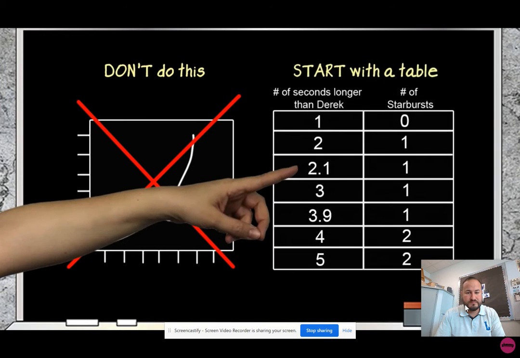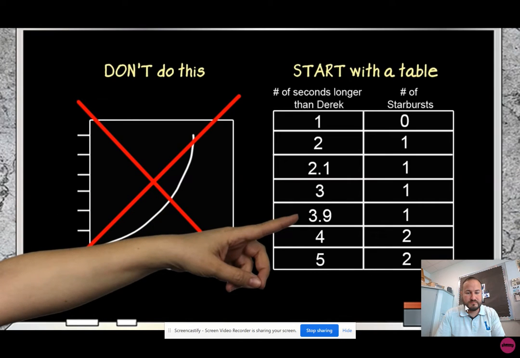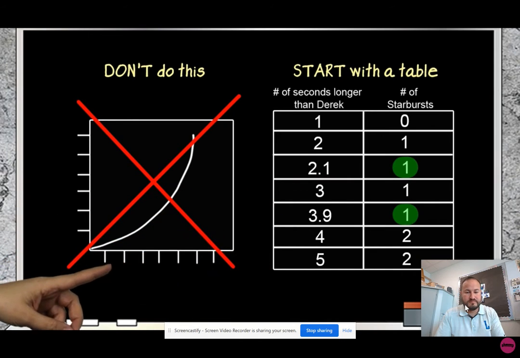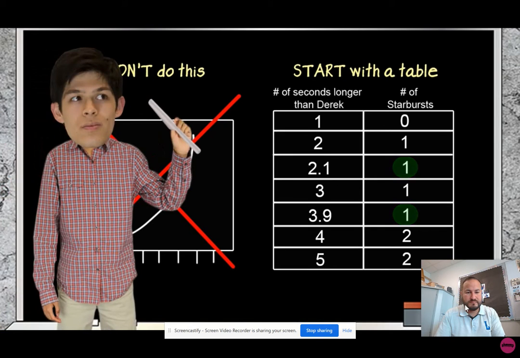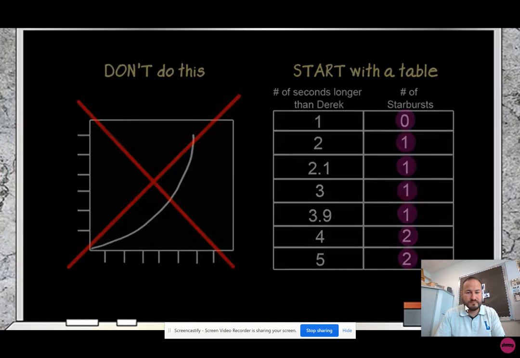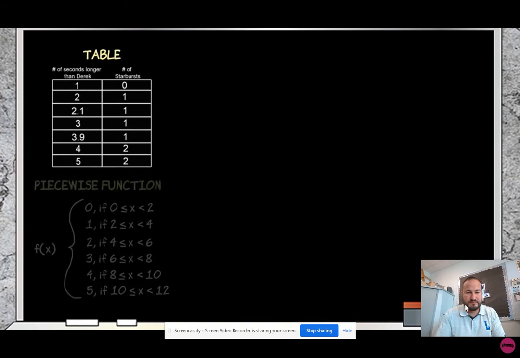For instance, you stand 2.1 seconds longer than Derek, or you stand 3.9 seconds longer than Derek, you'll still get only 1 starburst. Derek doesn't have a sharp enough knife to cut the candies in pieces, so you can only receive a whole number amount of starbursts. Well, but we do know how to plot points, and that's all we need.